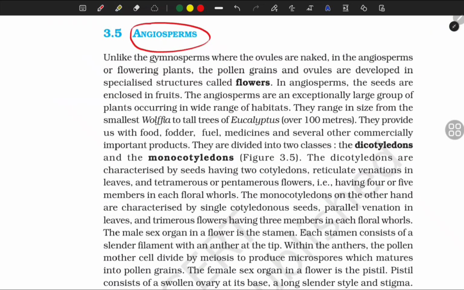Angiosperms. Unlike the gymnosperms where the ovules are naked, in angiosperms, or flowering plants, the pollen grain and ovule develop in a specialized structure called a flower. In angiosperms, the seeds are enclosed in fruits. The angiosperms are an exceptionally large group of plants occurring in a wide range of habitats.